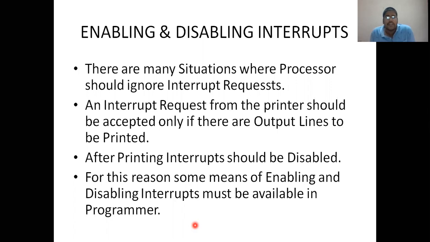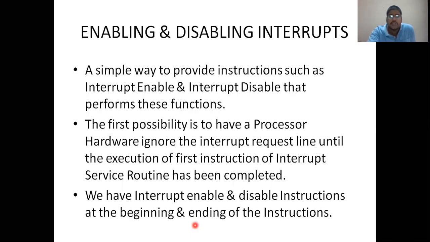That's what they have given, and they have given an example of a printer. I have given the print option, I have selected the print option, and I don't have any printer. So is it possible now? No. That's what they have mentioned here. So these are some of the things we need to know. A simple way is to provide instructions such as interrupt enable and interrupt disable that perform these functions. So we have these functions called interrupt enable and interrupt disable.